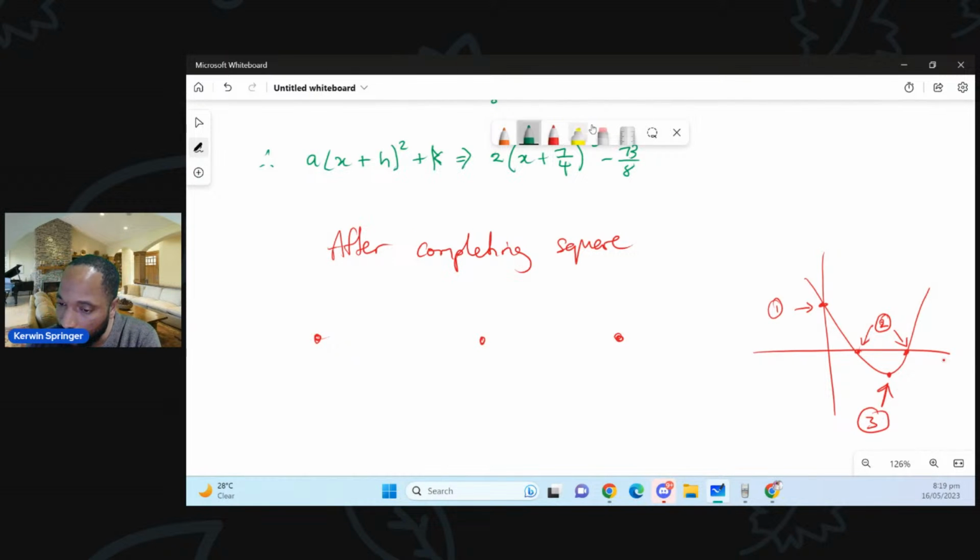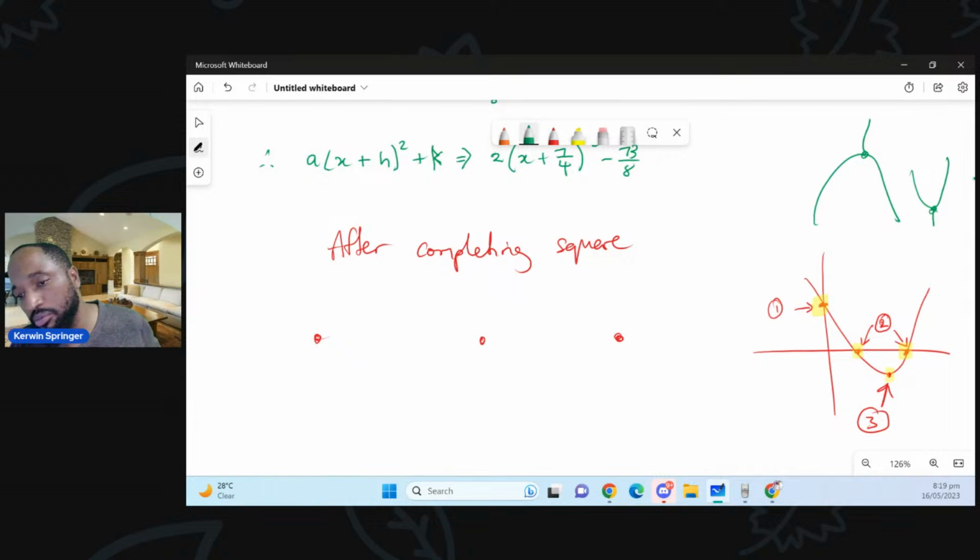So the first one is called the y-intercept. The second one is the roots, and this one is the turning point. Sometimes it might be like this or like this. If it's like this, you call it a maximum. Like this, you call it a minimum point.